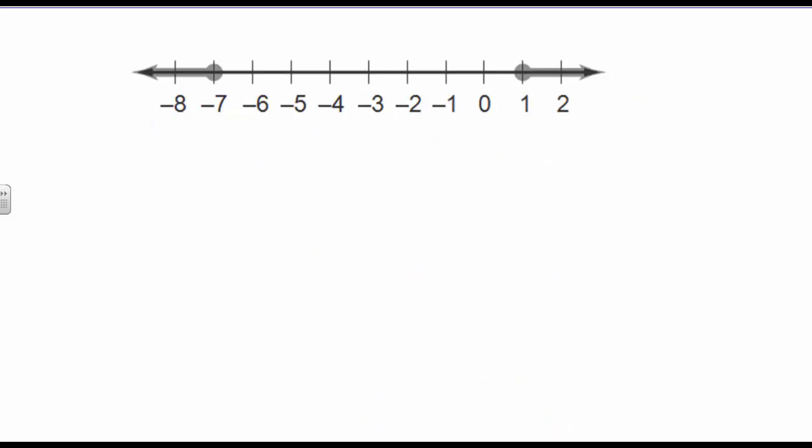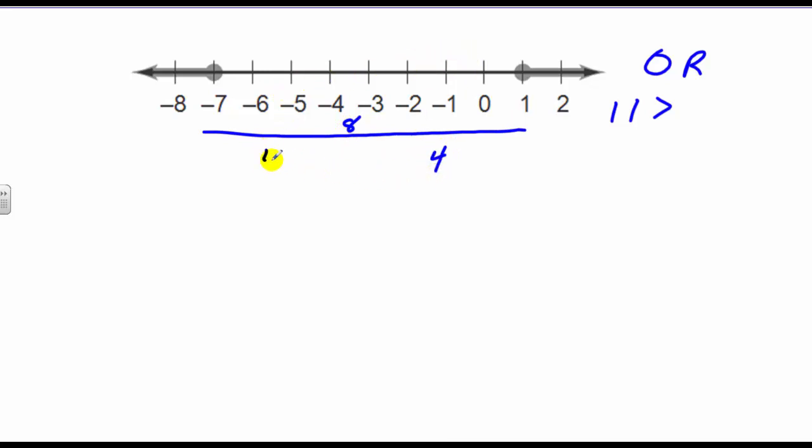So here's an example where the two quantities are going in opposite directions. So this is going to look like an or greater than after the absolute value. So again, what I'm going to do is I'm going to find the middle of the graph. I know that between 1 and negative 7, there's a total of 8. So if I count 4 on either side, that's going to split it. 1, 2, 3, 4 puts me at a negative 3. And on either side, I'm going to have 4. So that's like adding or subtracting 4.